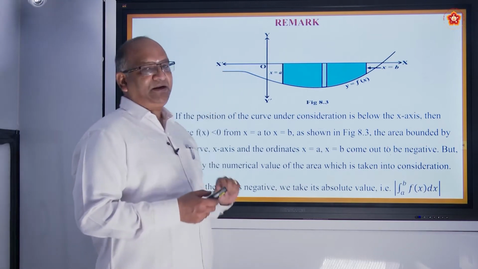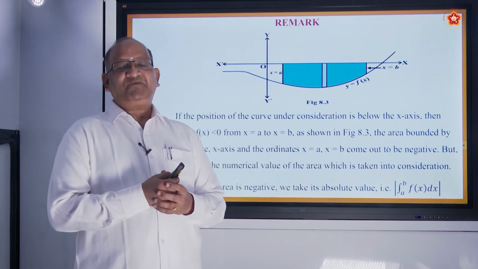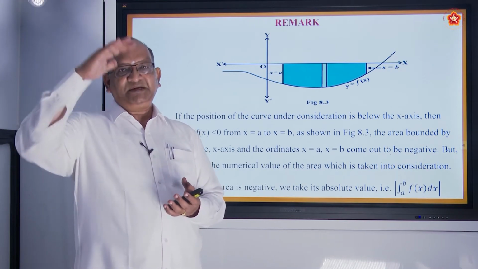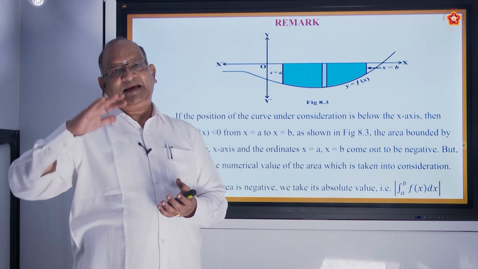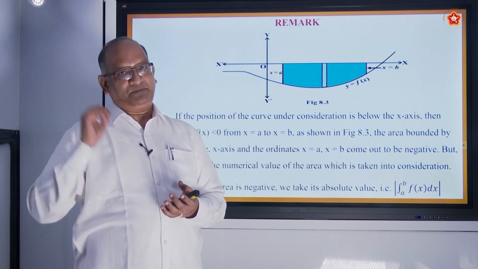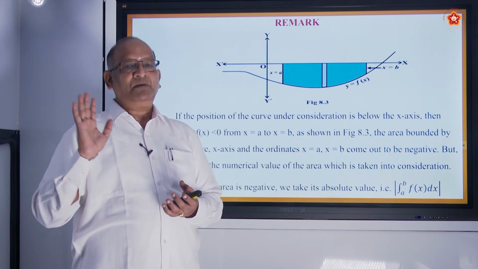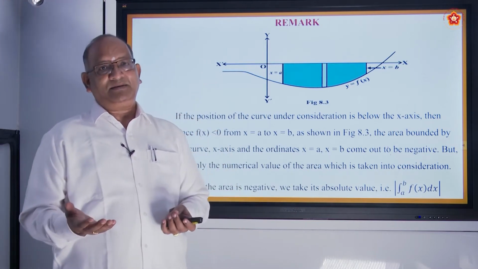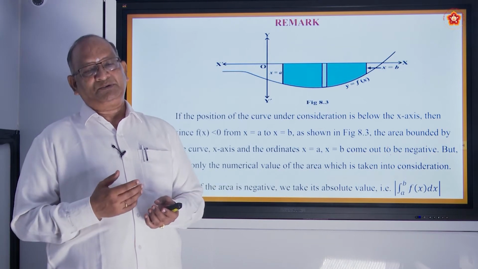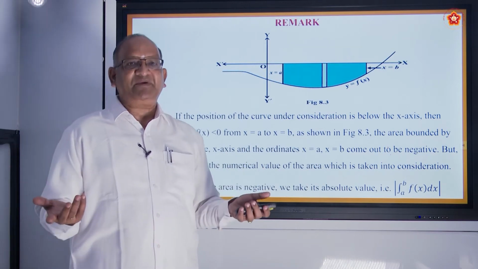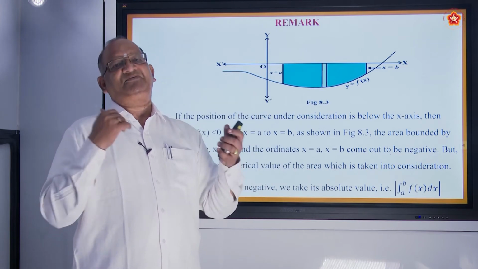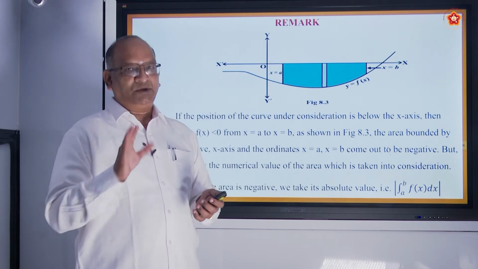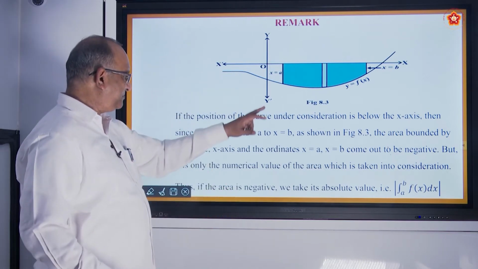Now, look at this particular figure. What do you find? We find that the curve is below the x-axis. If it is below the x-axis, the area which you are going to get will be negative. The procedure is the same, but you are going to get the answer as negative. But we know that area is always positive. So, what do we do? Whatever area we get, we take the modulus, the absolute value of that, and automatically it becomes positive. So, that is what he has explained here.